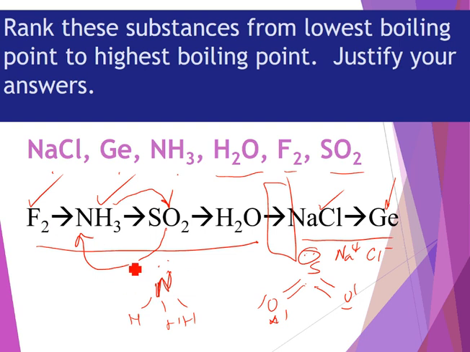So, fluorine, then sulfur dioxide, then ammonia, then water, then sodium chloride, and then germanium, with a big gap between water and sodium chloride. We know water boils at about 100 degrees Celsius. This stuff goes at 800 or 1,000 Celsius, something like that. It's a large number.